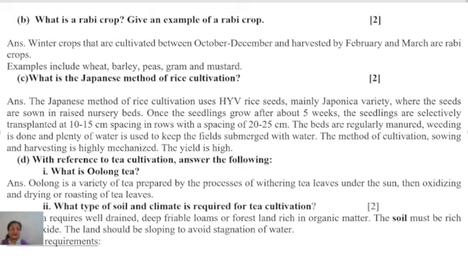What type of soil and climate is required for tea cultivation? You can see now, tea requires well-drained, deep, friable loams or forest land rich in organic matter. The soil must be rich in iron oxide. That is one important point. Land should be sloping to avoid stagnation of water, because whenever the water remains there along the stem of the tea plant, it will harm the plant a lot.